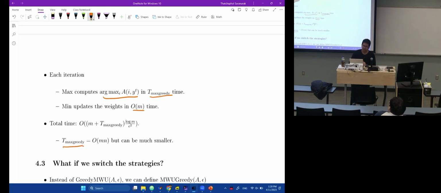Trivially, max greedy can be done in mn time. Why? Because all he needs to do, given y_t from Min, is multiply y_t by A. This is a matrix-vector multiplication, which takes mn time at most. And then choose the best i, the maximum entry of this vector. So this is always at most mn, but it can be much smaller sometimes.